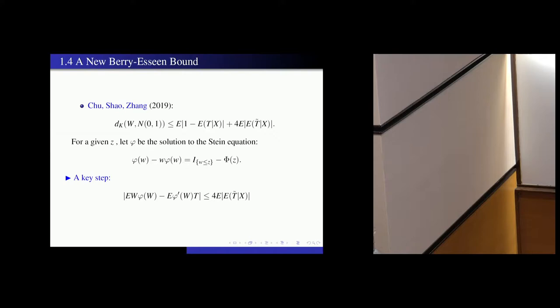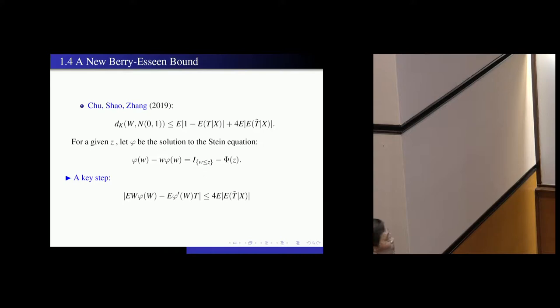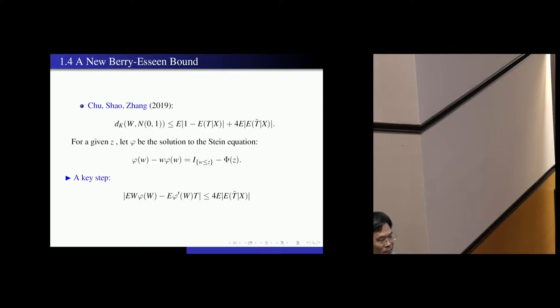Because the first term comes from the expected value of phi derivative of W minus one minus the expected T W. So the key step is to prove that this difference, without the conditional expectation, is bounded by that quantity.